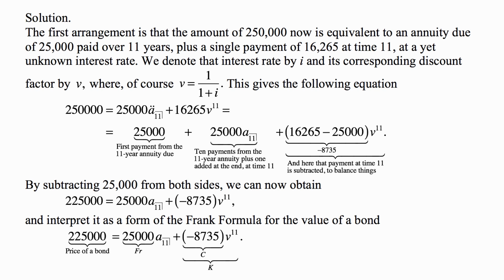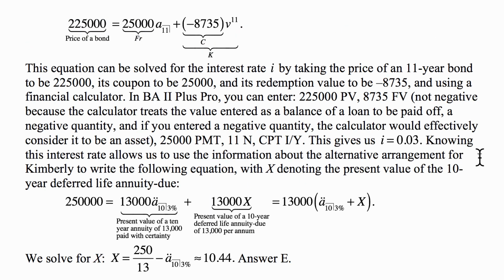And we can interpret it as a form of the Makeham formula for the value of a bond. The price of a bond is equal to Fr a angle 11 plus K. If we do this, we have this expression. Then we can use a financial calculator to solve this for the interest rate i. The price is 225,000, the coupon is 25,000, and the redemption value is negative 8,735.